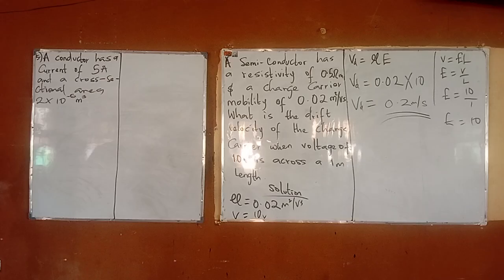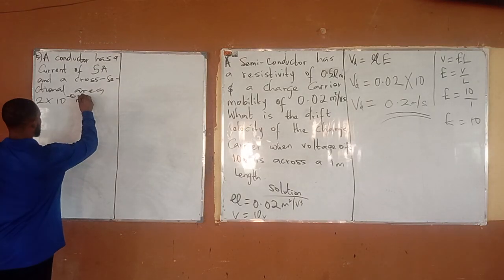Cross-sectional area of 2 times 10 raised to the power minus 6. Is that in meter cube? Hey, let me see your post. You are stressing her. She's the only one reading, so it's not her fault. Thank you. That thing is meter square, not meter cube. Area is not going to have cube.